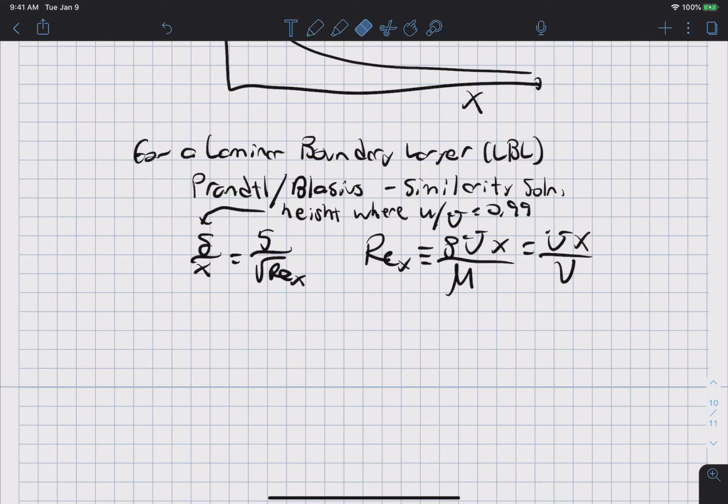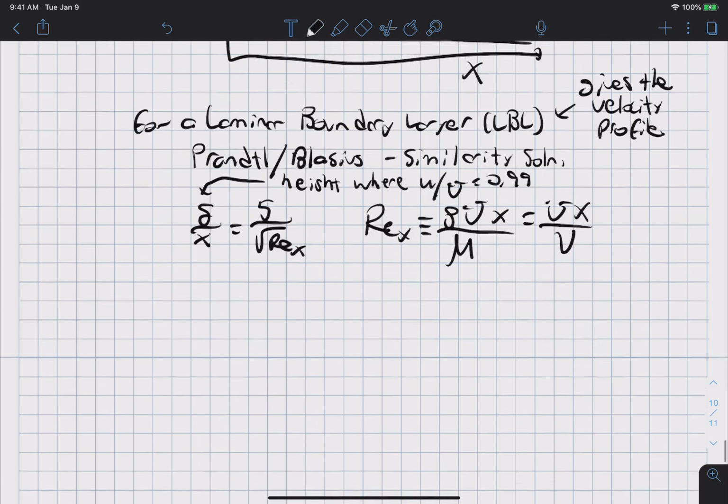Okay, and now how Prandtl obtained that was that this boundary layer theory gives the velocity profile. So if you have the velocity profile and you want to know how high the boundary layer is, you just need to ask, well, where is u in the velocity profile equal to 99% of the free stream velocity? So after you have the velocity profile, you can find all of these things.